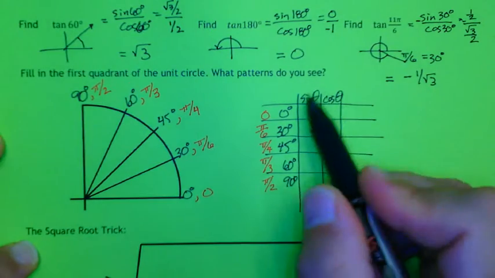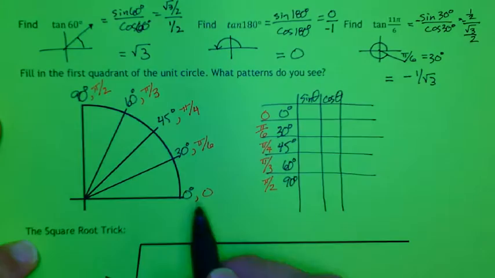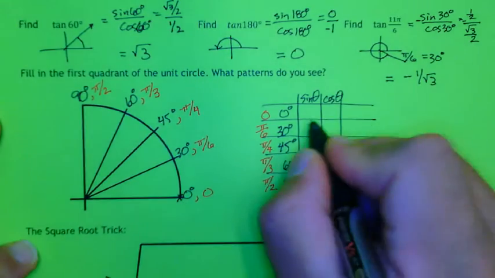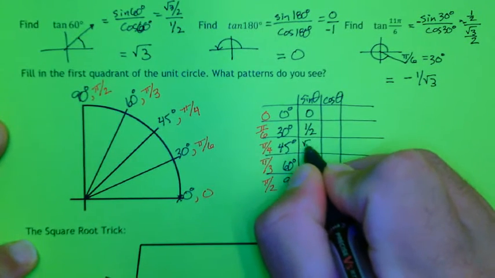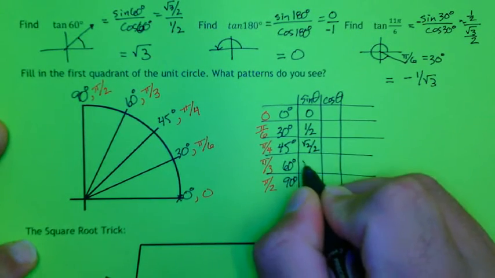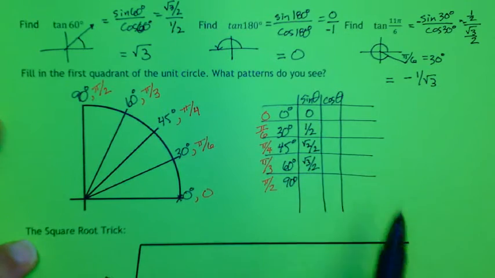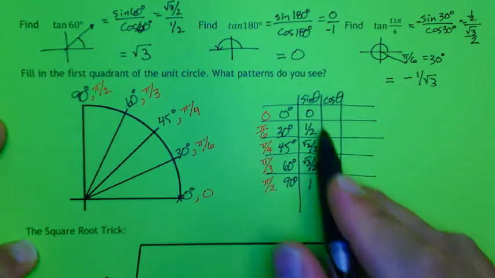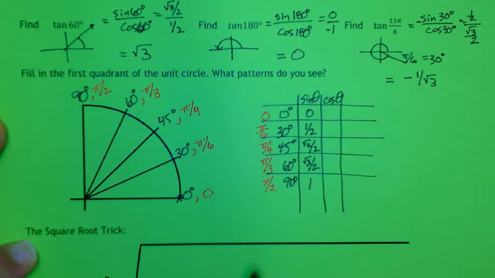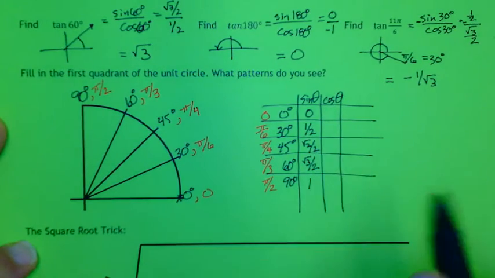Right? And at 0, we're on the x-axis, so the sine is 0, and then as easy as 1, 2, 3. And then on the y-axis, the sine is 1. And the cosine, right, just go the opposite direction.